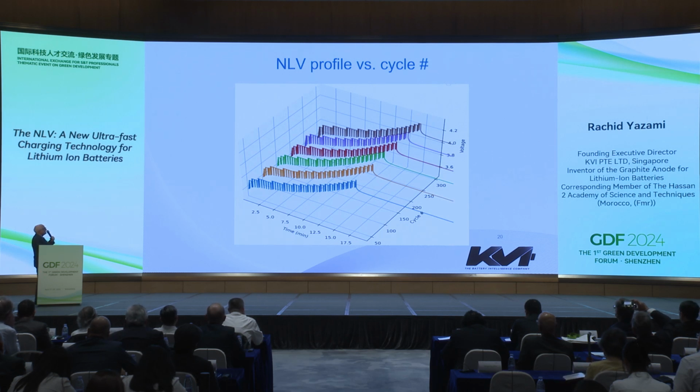The other thing is the cycle life. So we see here the voltage profile during the charging of a battery from 0 initial state to about 350 cycles, and the profile didn't change much. So it means that fast charging doesn't degrade the battery that fast. So we can expect a long life of the battery using this NLV.